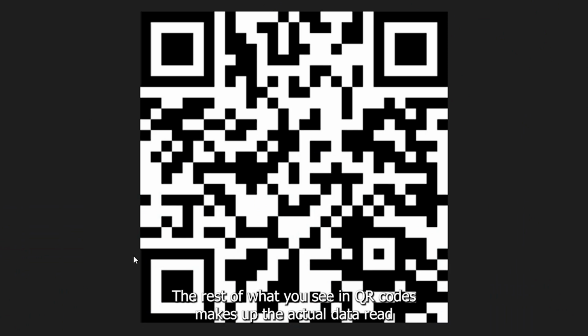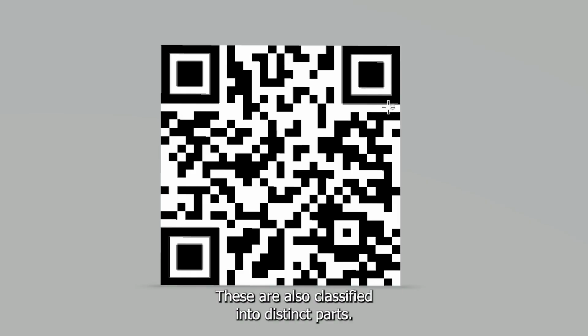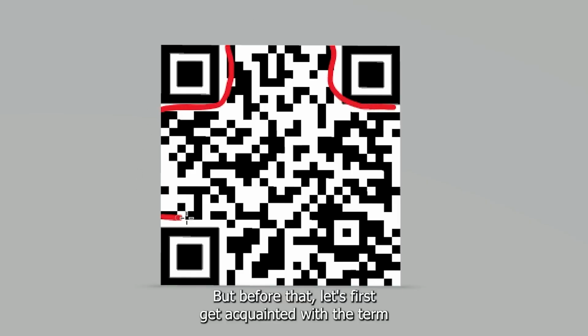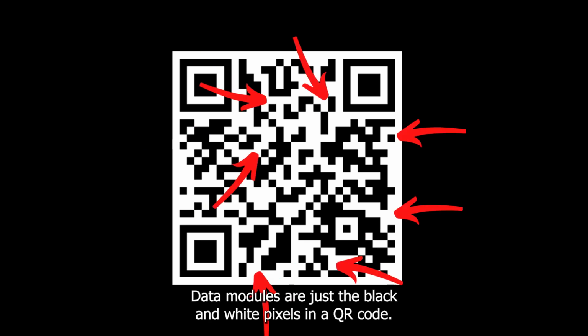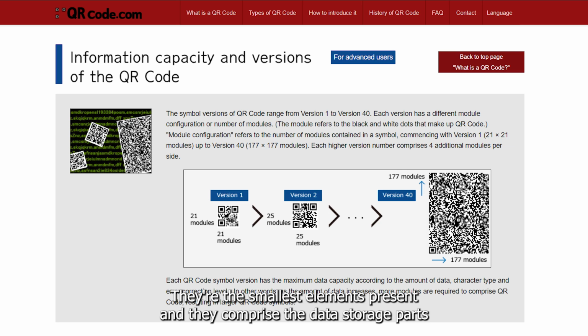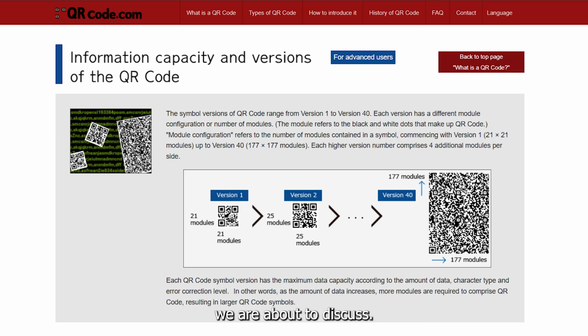The rest of what you see in QR codes makes up the actual data read by the scanners. These are also classified into distinct parts, but before that, let's first get acquainted with the term data module, as we will be using this a lot from here on out. Data modules are just the black and white pixels in a QR code. They are the smallest elements present, and they comprise the data storage parts we are about to discuss.